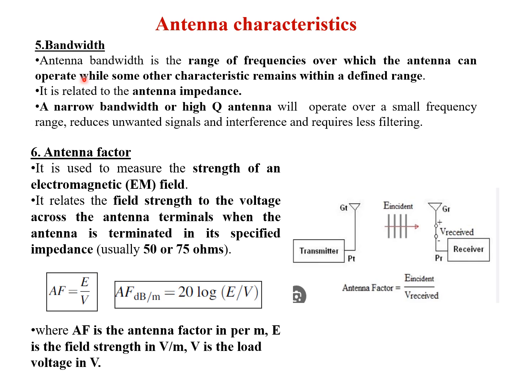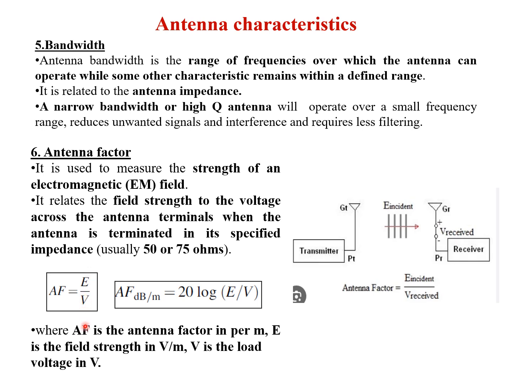The next characteristic is bandwidth. Antenna bandwidth is the range of frequencies over which the antenna can operate while some other characteristics remain within a defined range. It is related to antenna impedance. A narrow bandwidth or high quality factor antenna will operate over a small frequency range, which reduces unwanted signal and interference and requires less filtering. The last characteristic is antenna factor, which is used to measure the strength of an electromagnetic field. It relates the field strength to voltage.